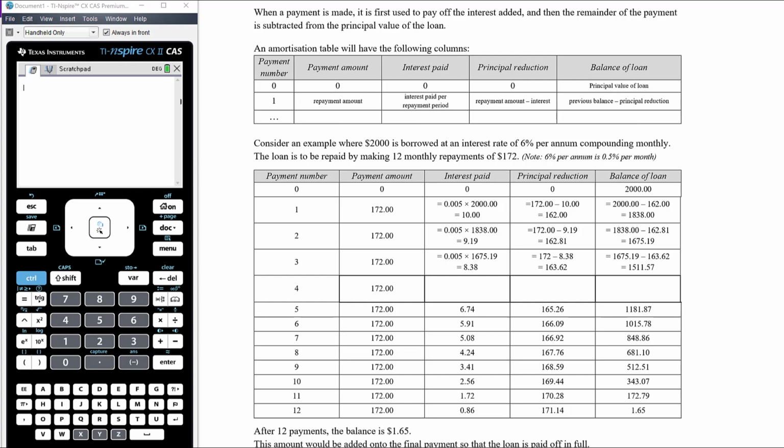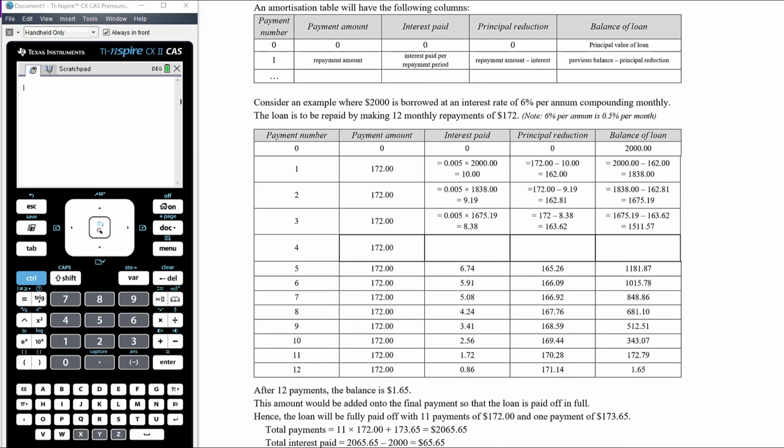Alright, so let's have a look at what's happening here. You're starting with your $2,000 loan. The payment is $172 every month, so we can see we've got $172 throughout the whole column here. For the interest paid, as I said, 6% per annum is 0.5% per month, which means we multiply by 0.005. So we're not doing 1.005, because we're not working out the increase.